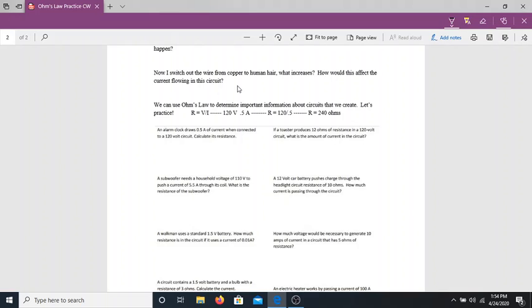All right. But hopefully, you immediately recognize the idea that probably if I'm switching from copper, which is a conductor, to human hair, which is not a conductor, it's probably an insulator. That's going to greatly increase the resistance in the circuit. Which means if I'm keeping the voltage the same, that is more than likely going to cause the current to drop dramatically, because the resistance is so much higher.